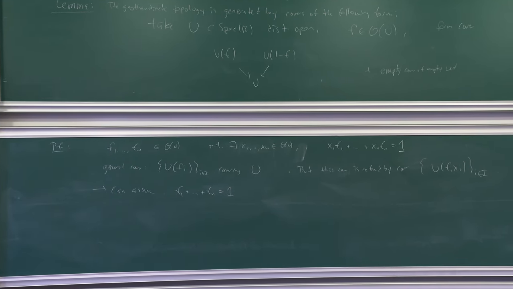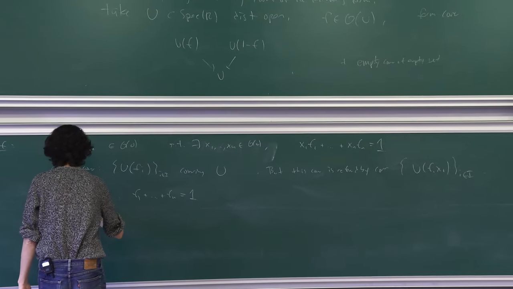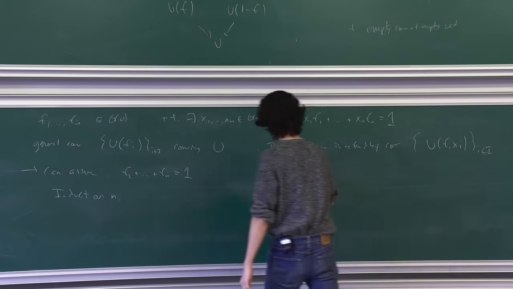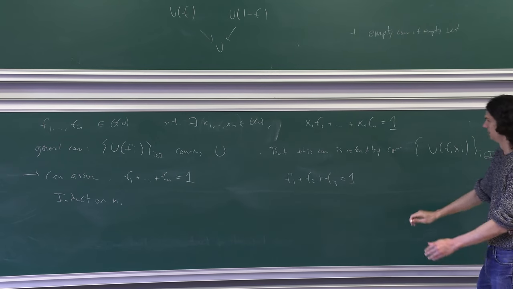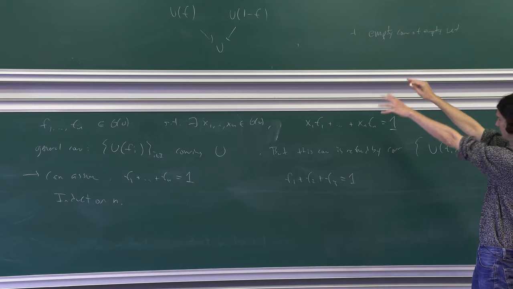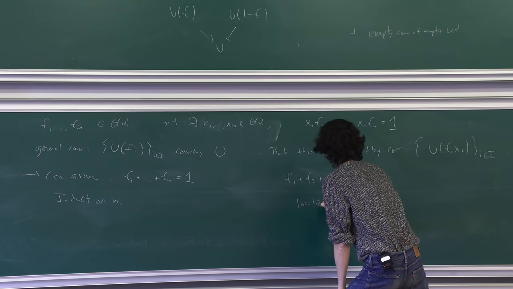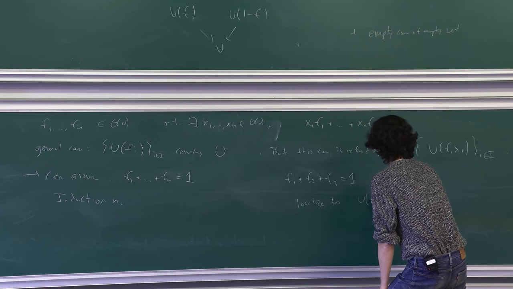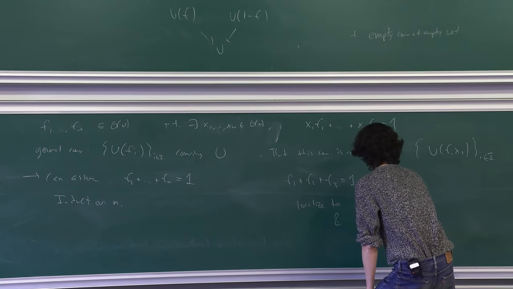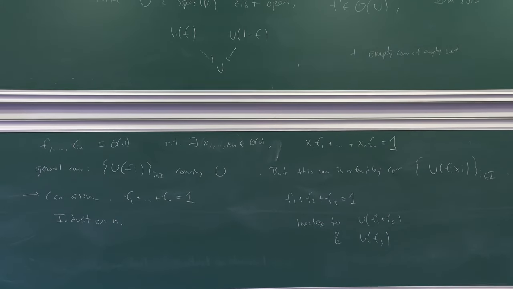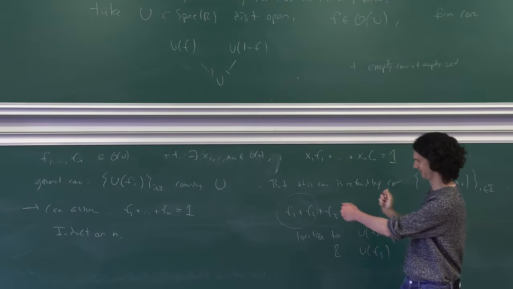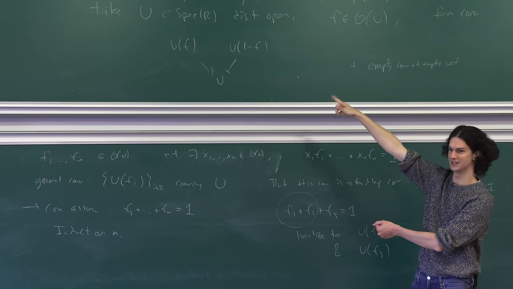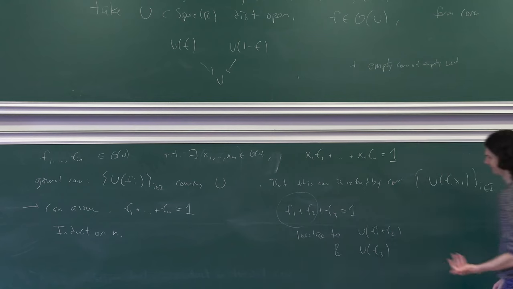And then you can induct on n. So let's say, for example, you had F1 plus F2 plus F3 equals 1, and you want to check the sheaf condition. Because you're assuming the sheaf condition for covers of this form, you can localize to U of F1 plus F2 and U of F3. It's enough to check the sheaf condition when you do these localizations. When you localize to here, F1 plus F2 is equal to a unit, and by multiplying by the inverse of the unit, you reduce to that case. And then when F3 is a unit, there's something similar, right?